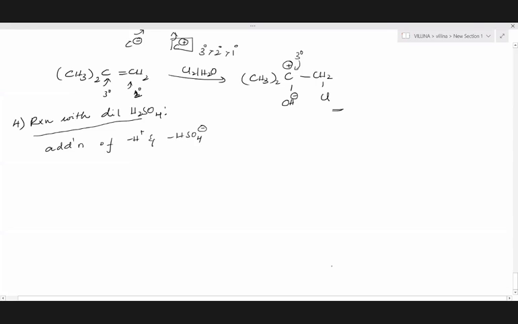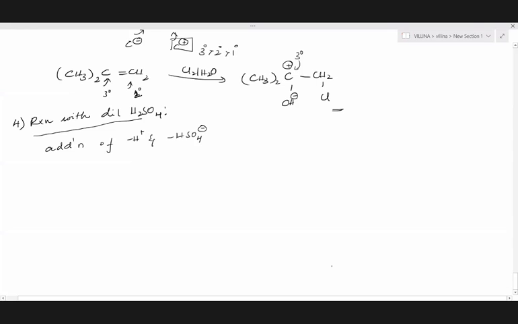The mechanism and all of these things are very simple. The only thing is we should have clarity on what type of carbocation will result. That is the only way to decide the major product or the stable reaction intermediate. Okay, the next chemical property is reaction with dilute H2SO4.